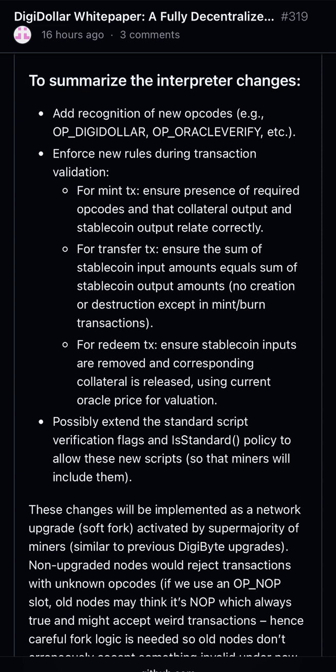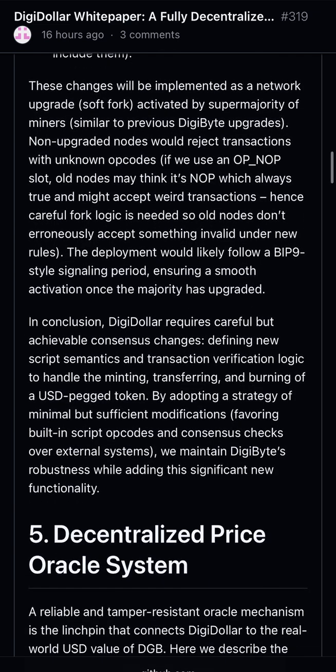Possibly extend the standard script verification flags and standard policy to allow these new scripts, so that miners will include them. These changes will be implemented as a network upgrade, a soft fork activated by supermajority of miners, similar to previous DigiByte upgrades. Non-upgraded nodes would reject transactions with unknown opcodes. If we use an OP_NOP slot, old nodes may think it's a NOP, which is always true, and might accept weird transactions.